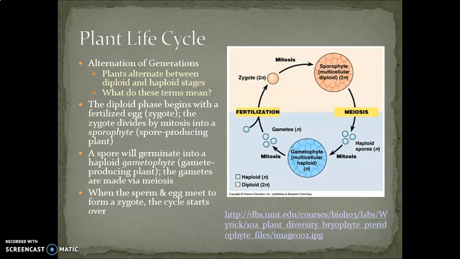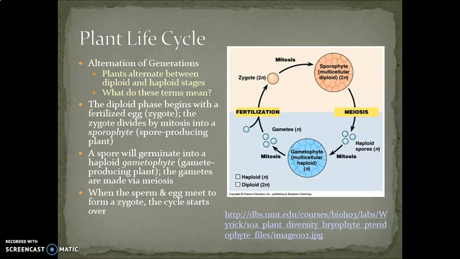All right, plant life cycle. Reproduction is what is called alternation of generations. It means that they're going to alternate back and forth between a haploid stage of their life and a diploid stage of their life. The diploid phase begins with the fertilized egg, a zygote, just like humans. The zygote divides by mitosis and it becomes a sporophyte, something that produces spores. A gametophyte is going to produce gametes. The spore will germinate into the haploid gametophyte, which means that they're going to produce gametes. The gametes are made by meiosis, and then when those sperm and egg meet, it forms back the zygote, and the whole cycle starts back over again.